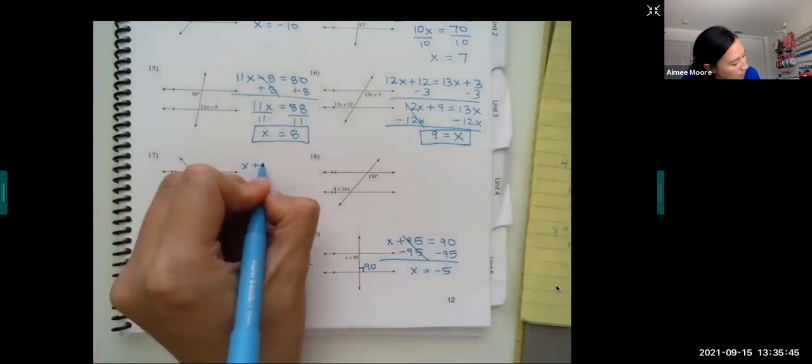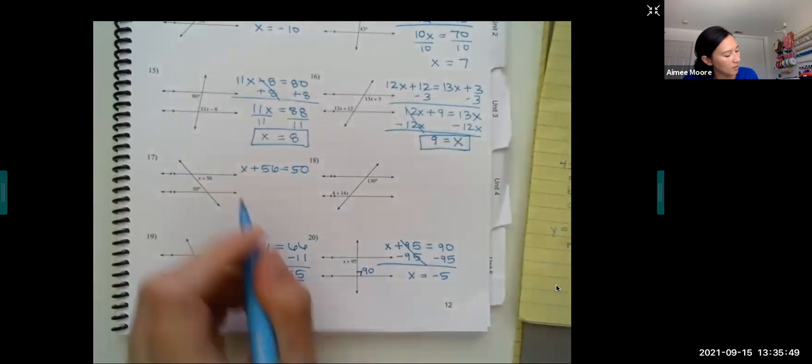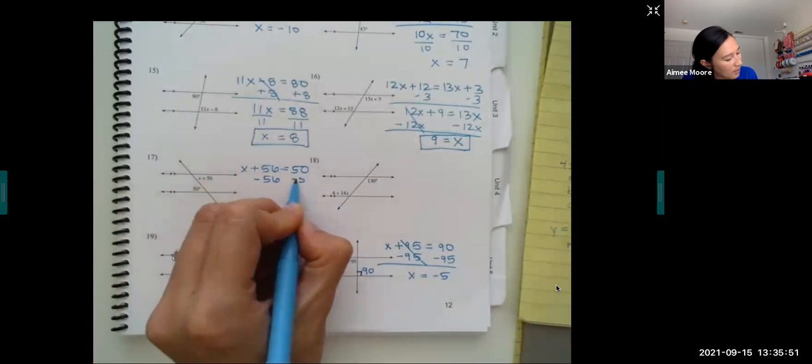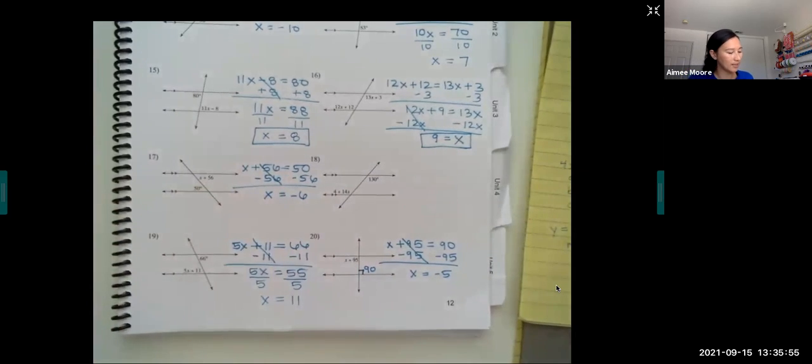So x plus 56 equals 50. So then we just subtract 56. And x equals -6.